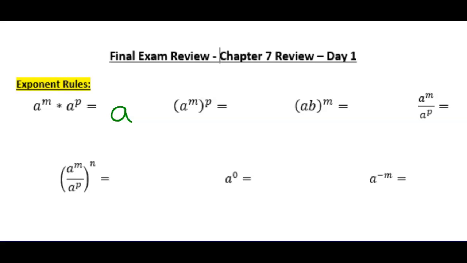My base stays the same. My base does not change. What am I going to do with my two exponents? Add them together. So I'm going to do m plus p. I can only do this if it's the same base. If this was an x and this was an x. If this was an x and this was a y, then I don't combine them.